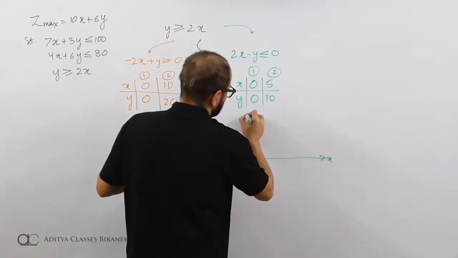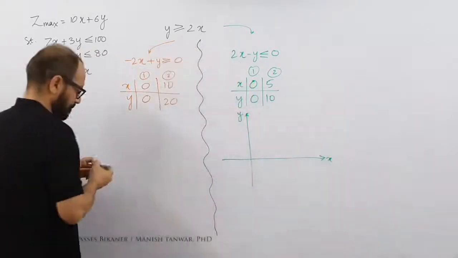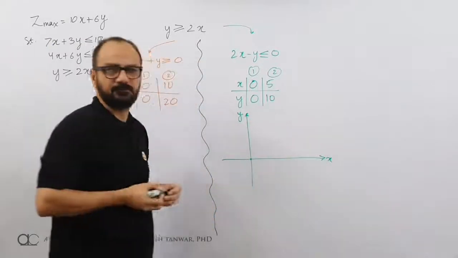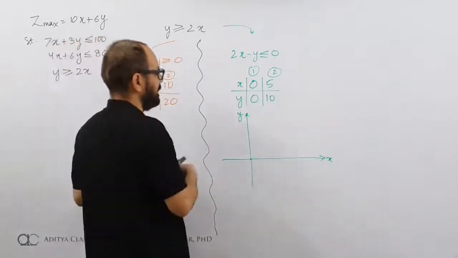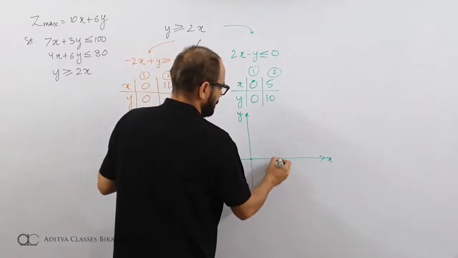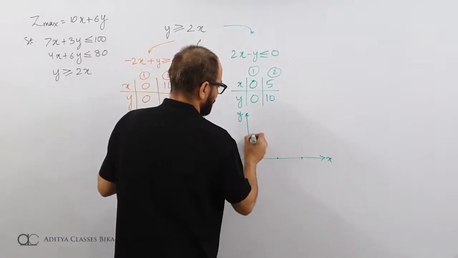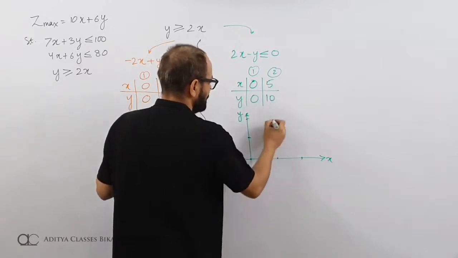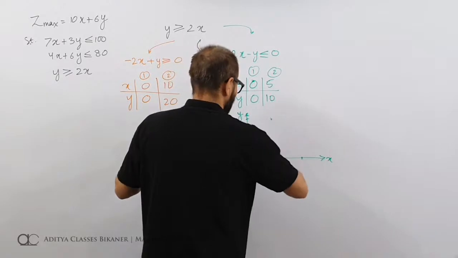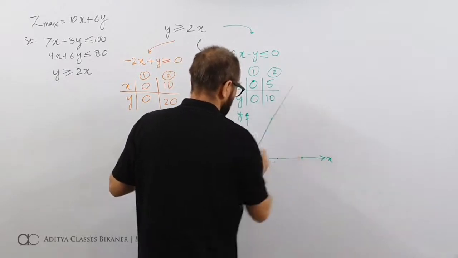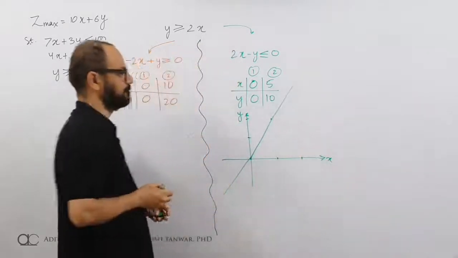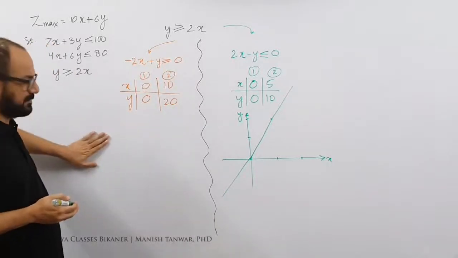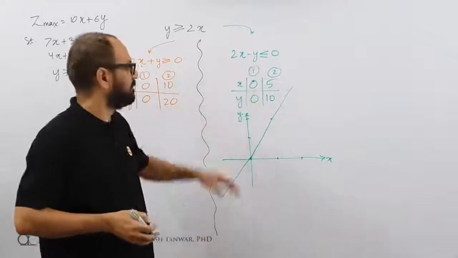Let us say this is x axis and y axis. Now one point is 0, 0. Other point is, let us say we take 5 and 10. So x is 5 and y is 10. This becomes my point. Now I'll leave this one for some time. We'll only talk on this constraint.